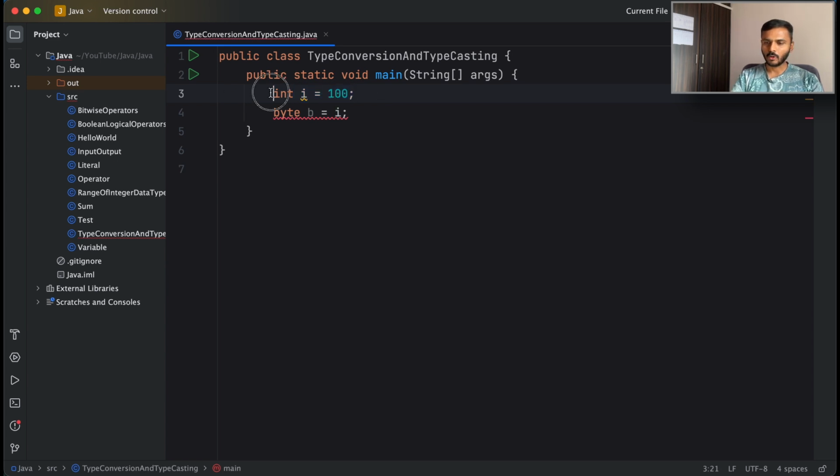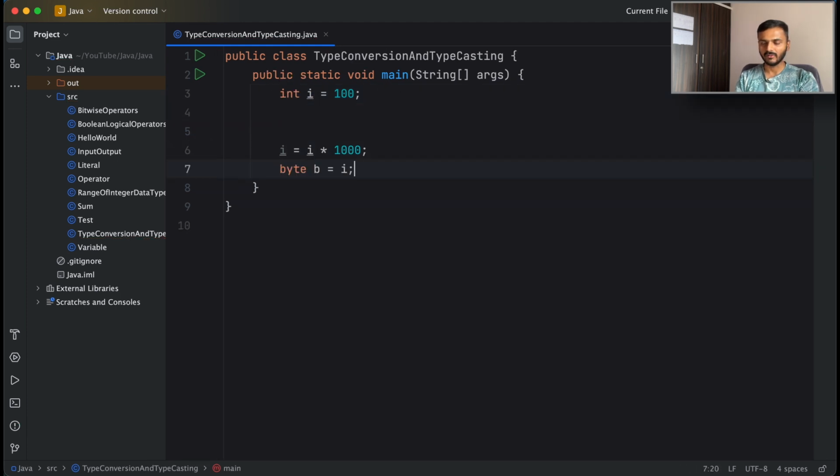The problem is that although the value of I over here falls within the range of values supported by byte, it is not guaranteed that it will remain the same throughout the program. What if over here I go for I is equal to I multiplied with 1000? Now the variable is the same, that is I, and it has got some value which falls within the range of the data type that I is associated with, which is int. So if I go for byte b is equal to I over here, what will your reaction be? Your reaction will be that this is wrong because I is 100, multiplying that with 1000 makes it 1 lakh, and 1 lakh is of course way greater than the maximum value that a byte variable can store. Because of this reason, automatic type conversion will not take place.